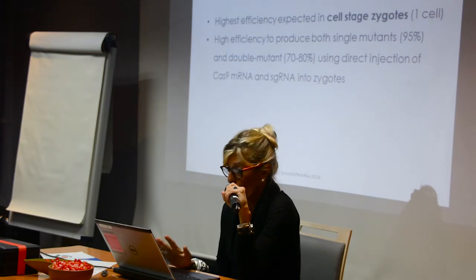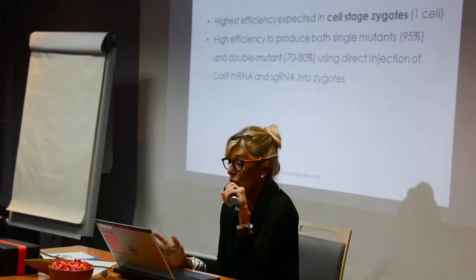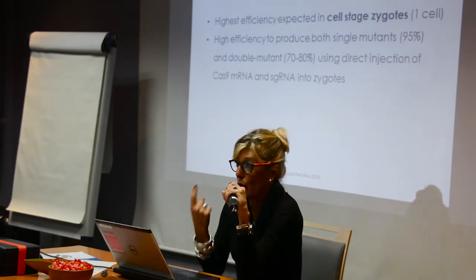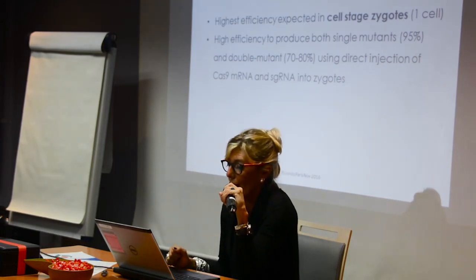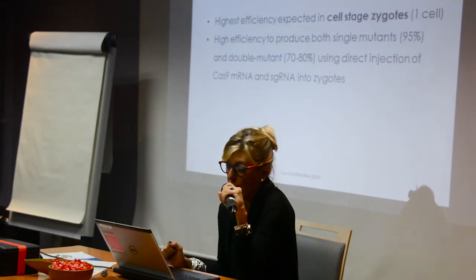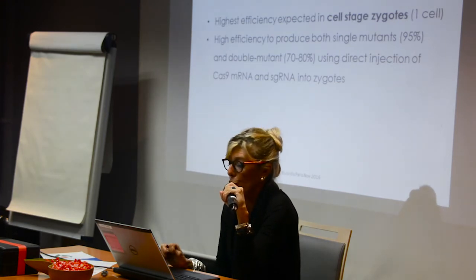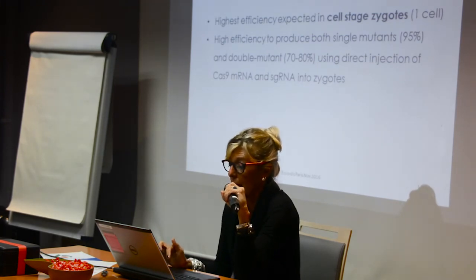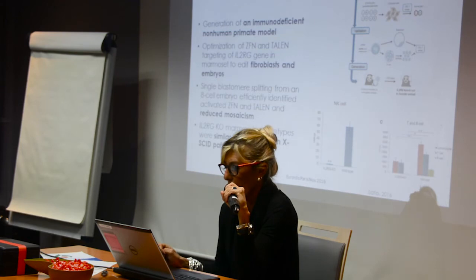Moving towards embryo genome editing. Now we move to the embryo itself, to the zygote, to the blastocyst. It has to be said that the highest efficiency is expected in one-cell stage zygotes. If you modify only one cell, the progeny of that cell would supposedly have the genome edited in all the cells that come from this single cell. High efficiency has been observed to produce both single mutants and double mutants using direct injection of Cas9 mRNA and sgRNA into zygotes. And let's see what has been done so far.